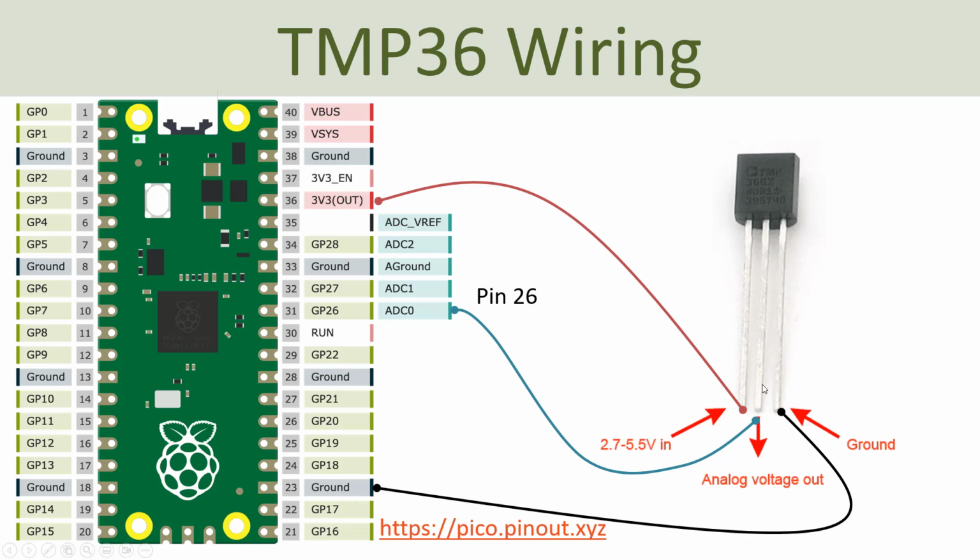And finally, the pin in the middle is the analog voltage output from the sensor, which needs to be connected to one of these analog to digital converters. So I chose to use ADC 0, which is on pin 26.